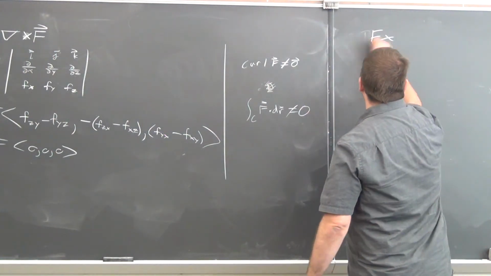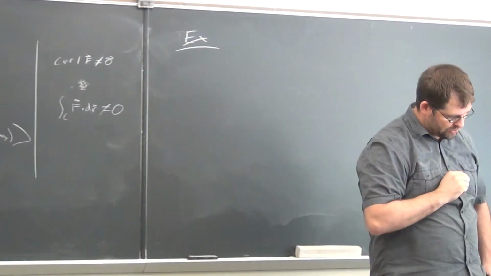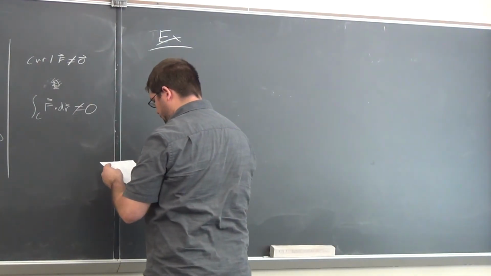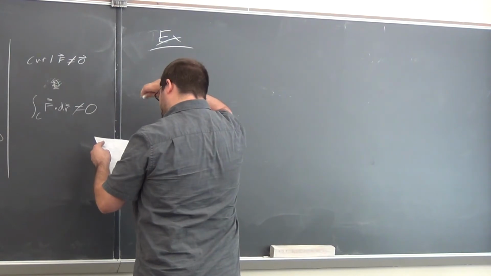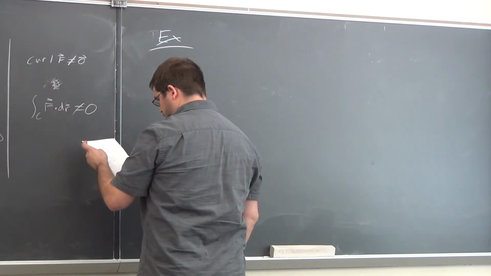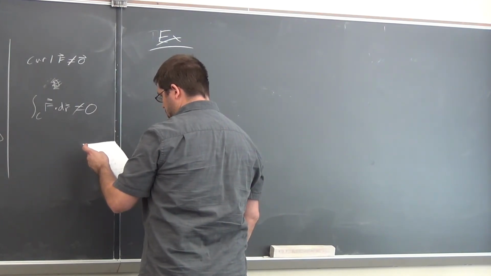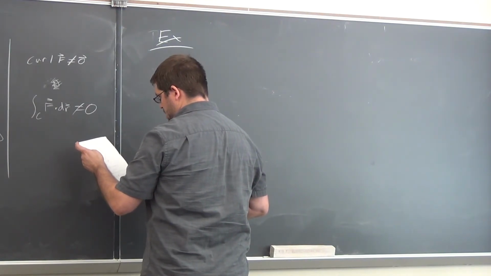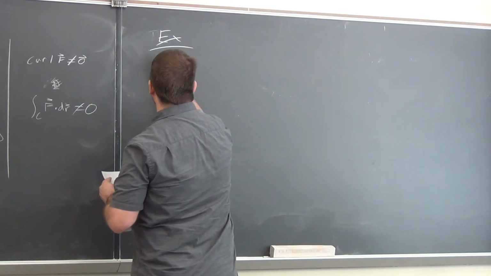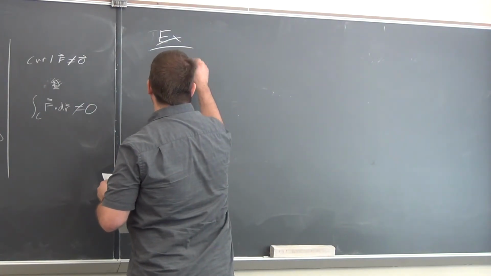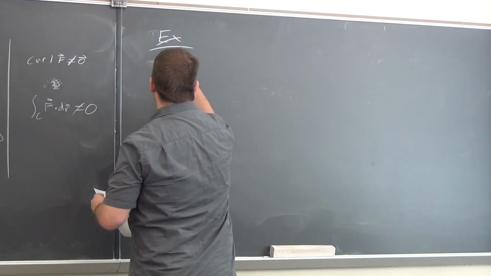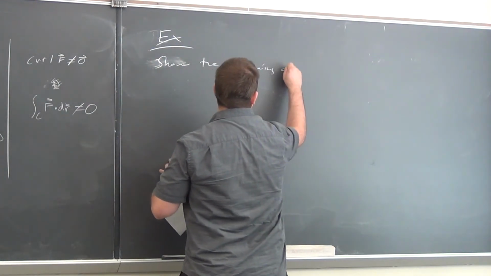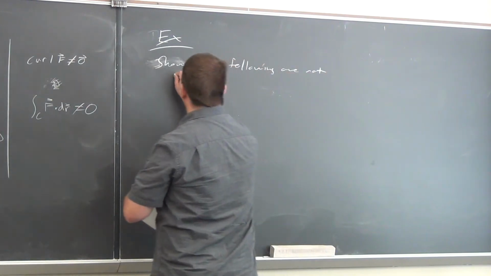Before we finish today, though, let's do a couple of simple examples, and then we'll come back to the broader question next time. Let's see. I think we kind of did this last time. Let's just do this. Show the following are not conservative.